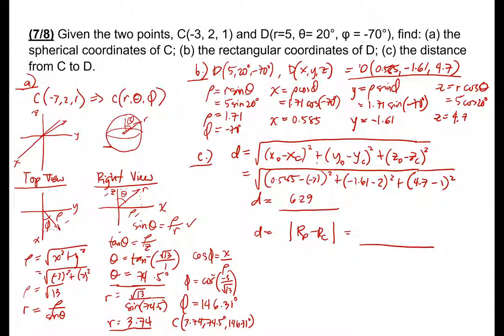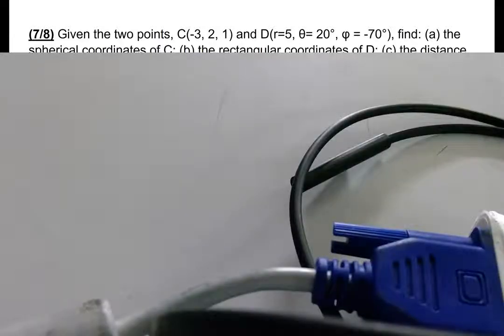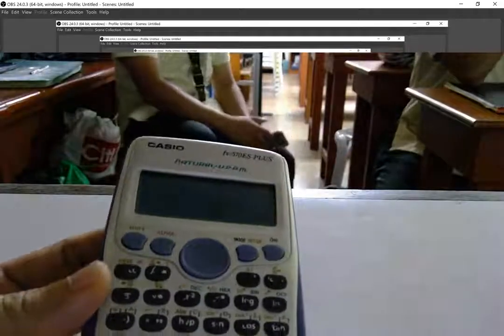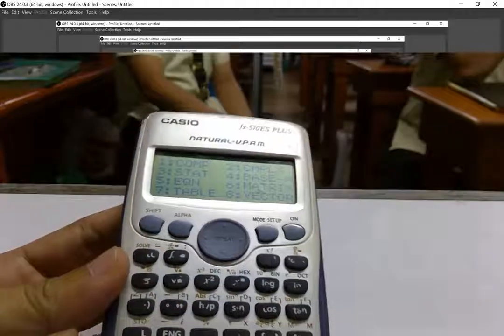units. Now I want you to check also. Our calculator can actually solve for this, without manually doing square root of squared plus squared. So I'd like you to check. We have here our calculator. You can check the mode, vector. There's a vector number 8.